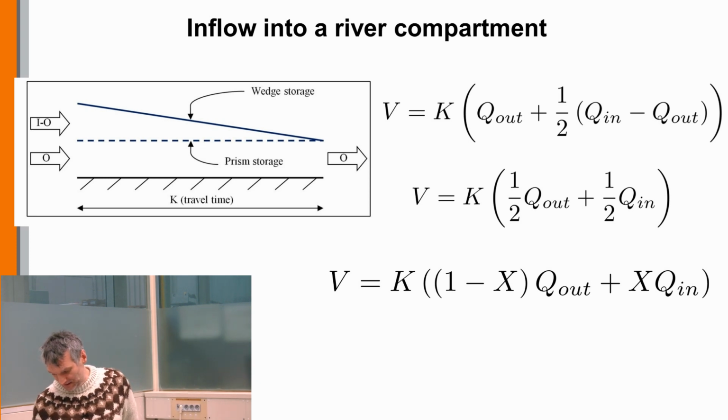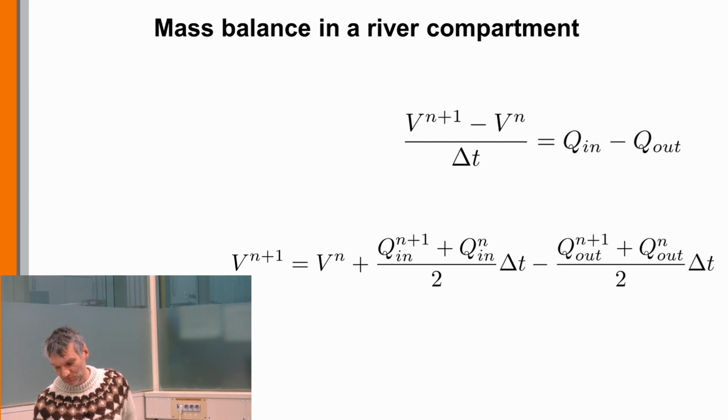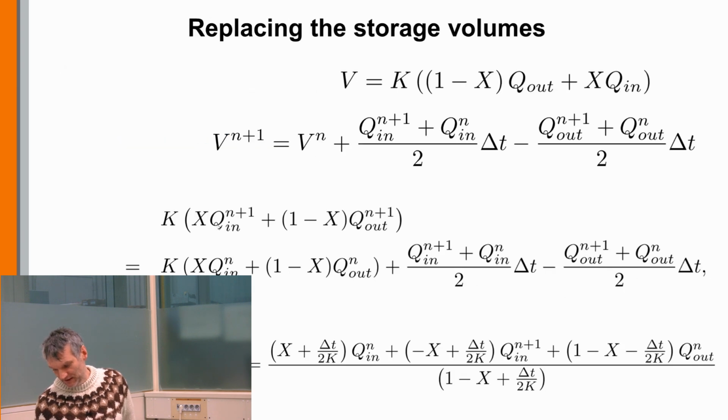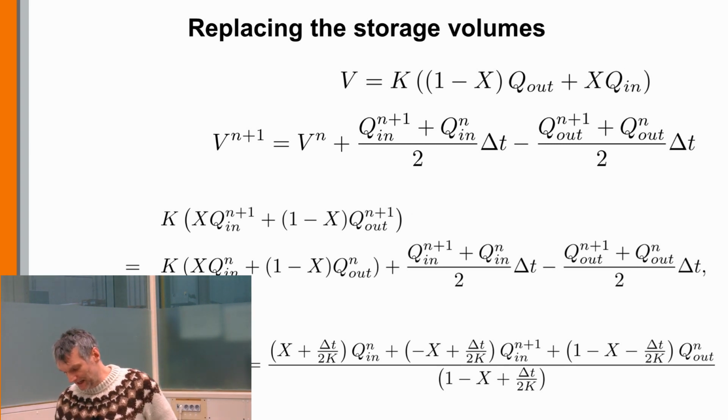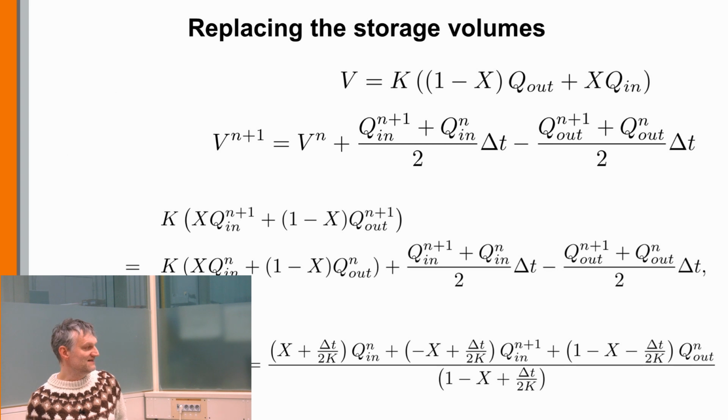Put this volume into our original equation, which to my point of view is absolutely correct, because it's just mass balance. Put it on this side as the volume at time step n plus 1, and here the volume at time step n. We introduce this equation, one time with Q out at time level n plus 1 and Q in at time level n plus 1, one time with Q n and Q n. We get a large but very simple equation, from which we can derive the outgoing flux at the next time step.